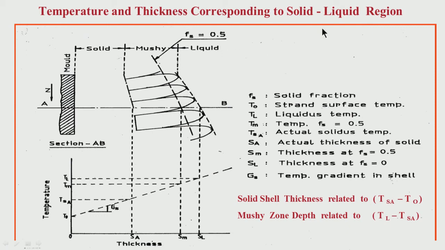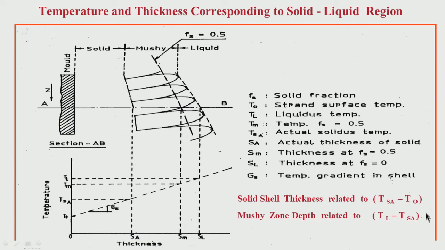The whole idea of showing this is to drive home the point that the marshy zone thickness and the solid shell thickness when solidification is taking place is dictated by the liquidus temperature and the actual solidus temperature. I have shown here solid shell thickness, it depends on the actual solidus minus the surface temperature. Marshy zone depth is related to the difference between the liquidus and the actual solidus.